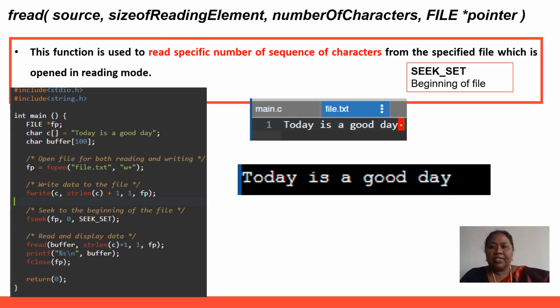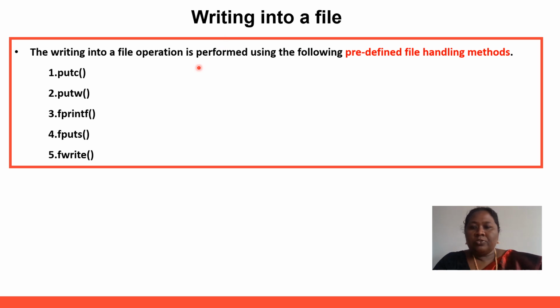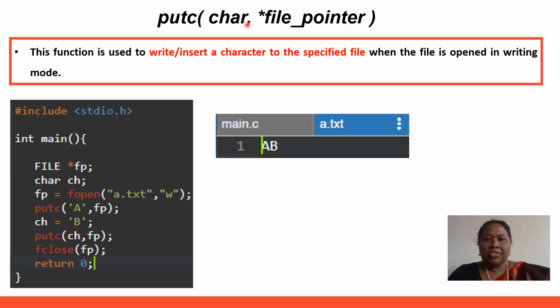So far we have learned about reading operations, how to read, and a few functions on how to perform writing operations also. Now we are going to learn some of the left out functions in writing operations: putc, putw, fprintf, fputs, and fwrite. These are the functions that also support performing write operations. All of these are predefined functions for file handling operations.